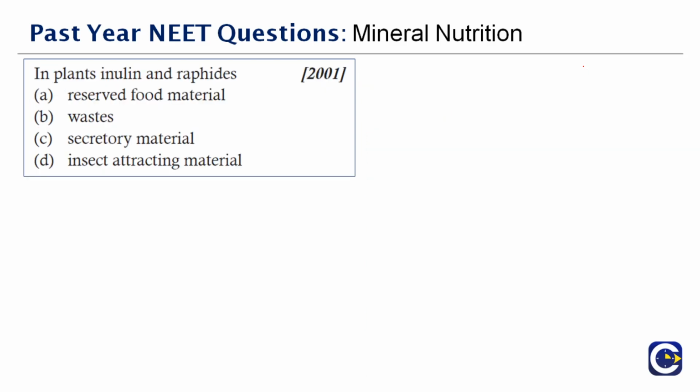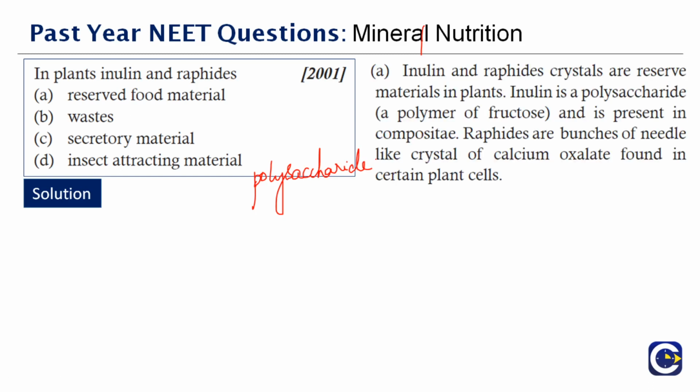Next question here. In plants, inulin and raphides are dash. What are inulin and raphides? They are reserve food materials. These crystals are reserve materials in plants. Inulin is a polysaccharide. Poly means many, right? It is present in composite plants, while raphides are bunches of needle-like crystals of calcium oxalate, and they are found only in certain plants. So what are inulin and raphides in plants? Reserve food material.